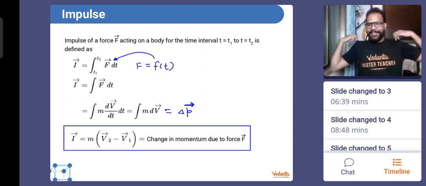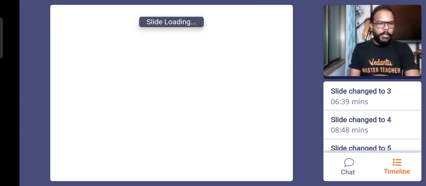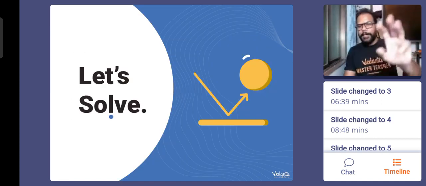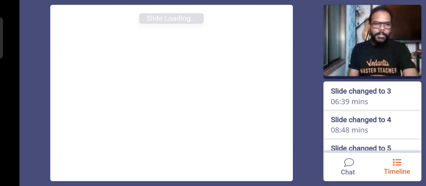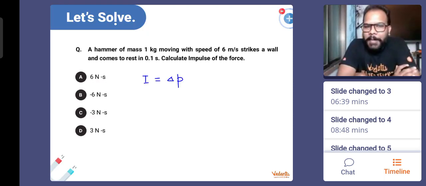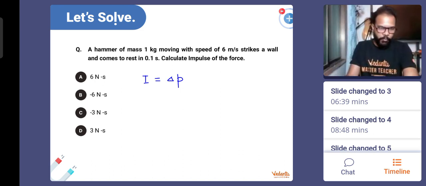Okay, let's go, everyone. Let's start the problem solving. Switching off the chat. Please stop writing in 3, 2, and 1. Look at the example, everybody. It says that a hammer of mass 1 kg moving with a speed of 6 meters per second strikes a ball and comes to rest in 0.1 second. You have to calculate the impulse of this force.